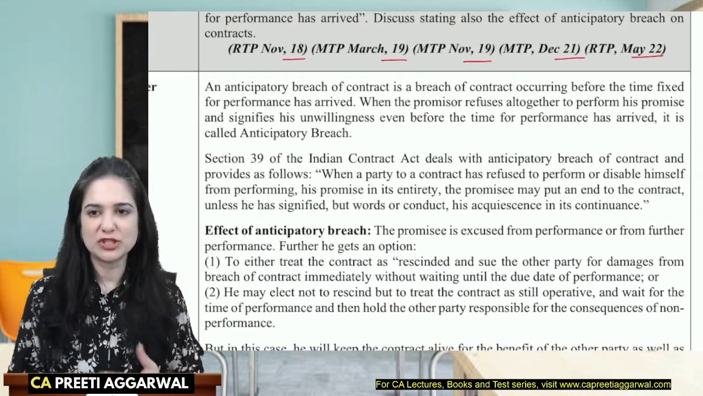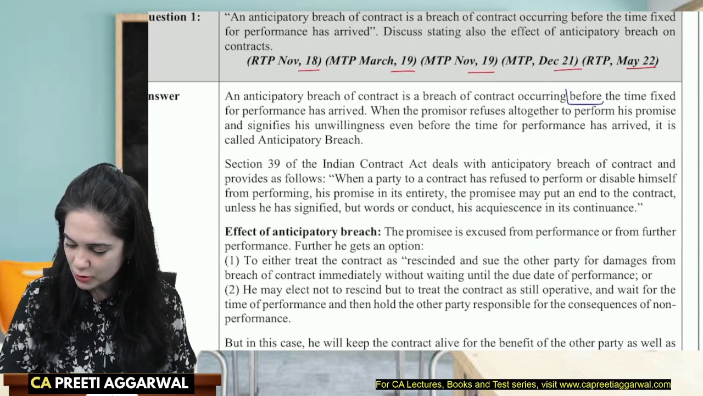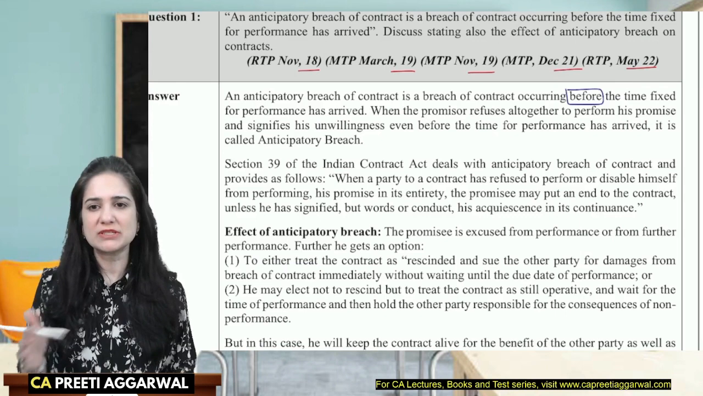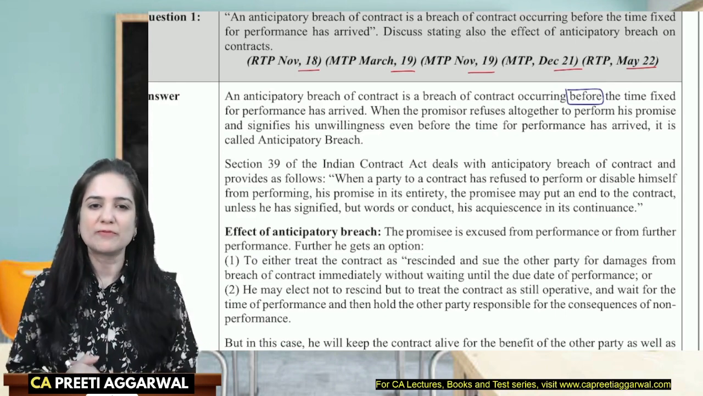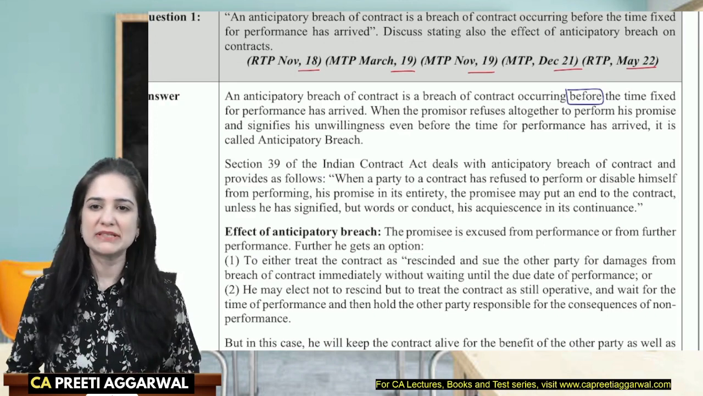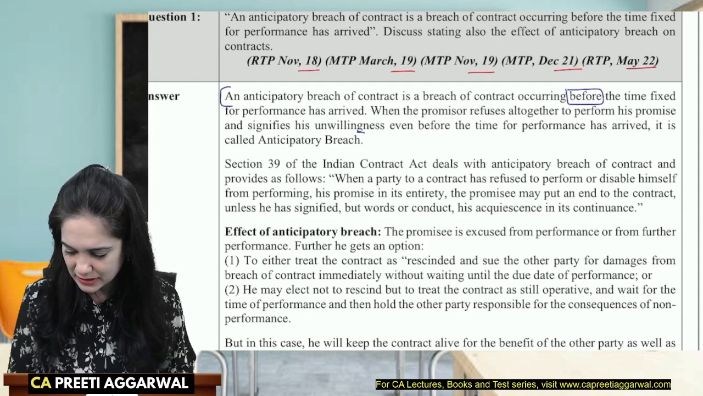Anticipatory breach is breach occurring before the due date. So yes, this sentence is important for us. This word is important: that breach takes place before the time fixed for performance. So when the promisor altogether refuses to perform the promise, or he expresses his unwillingness even before the performance is due, it is known as anticipatory breach. So you will start by explaining the meaning.